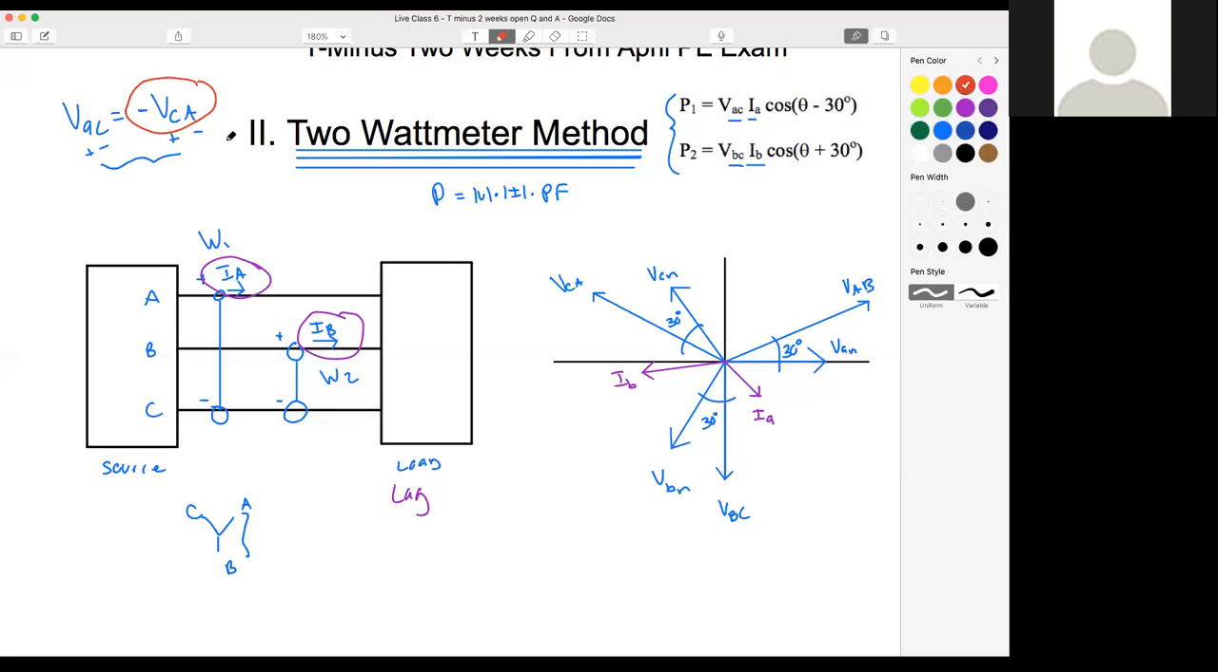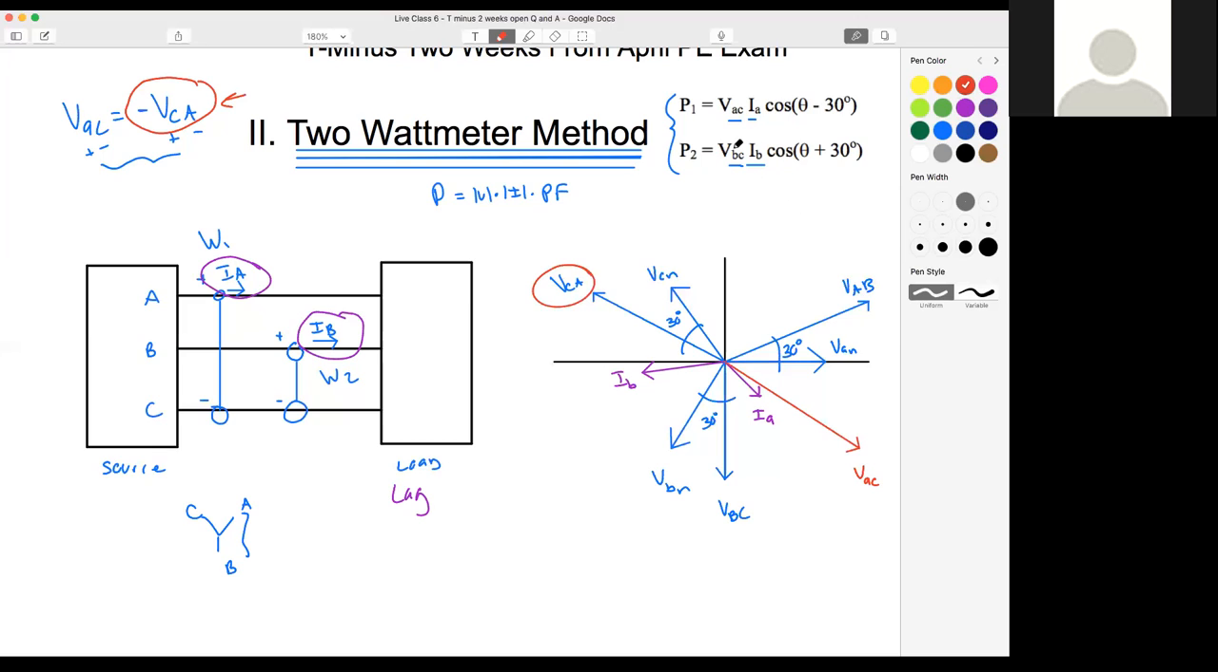Let's draw this. I'm going to use red. Our negative VAC, right? All we're going to do is rotate our VCA by negative 180 degrees, or positive. It's going to put us in the same direction, right about there. So this vector right here is VAC.